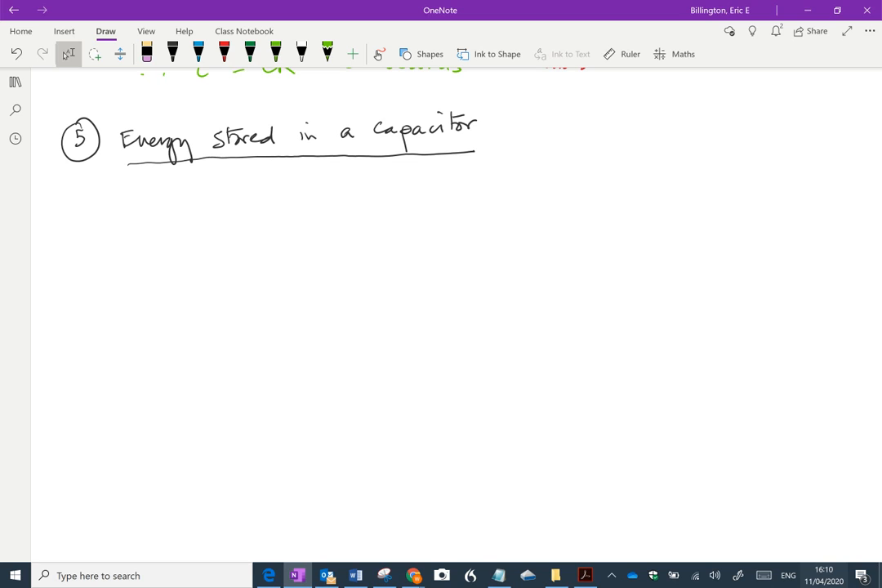In the third and final part of these videos, I'm going to look at the energy stored in a capacitor. And we need to remind ourselves of the graph of voltage against charge. It's a straight line through the origin. Now, you will already remember the formula that goes E equals QV.